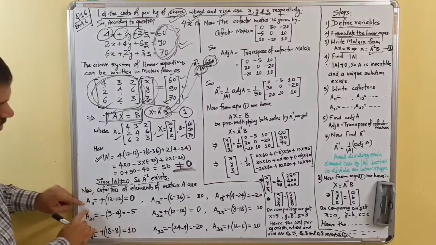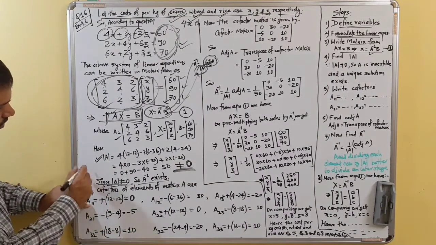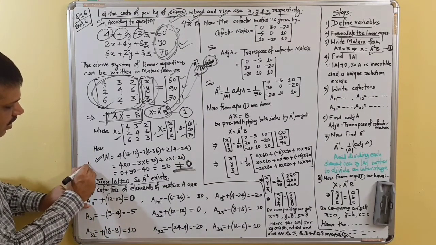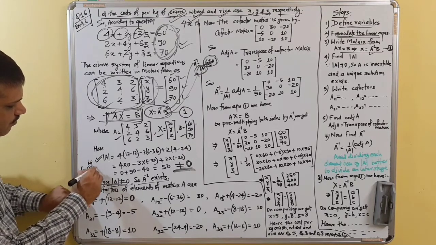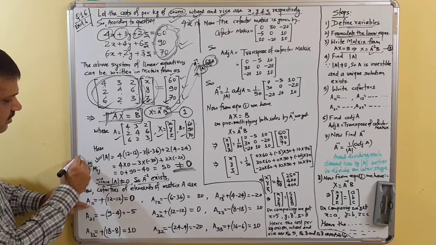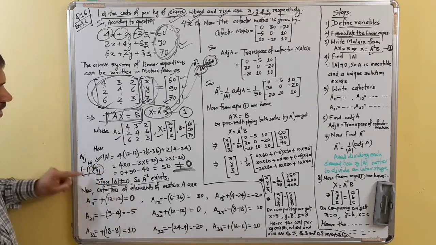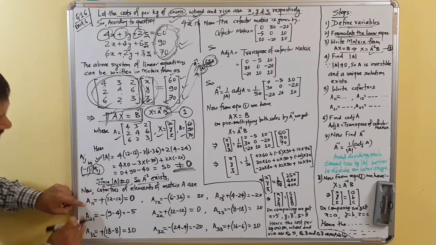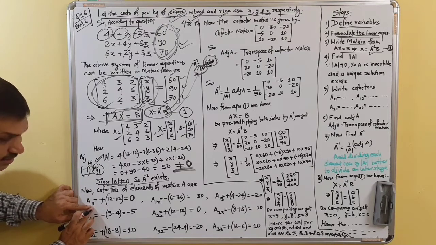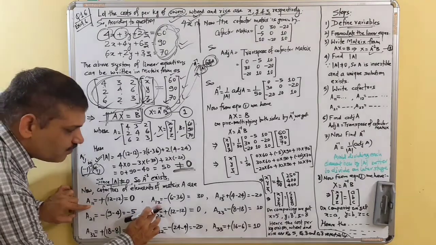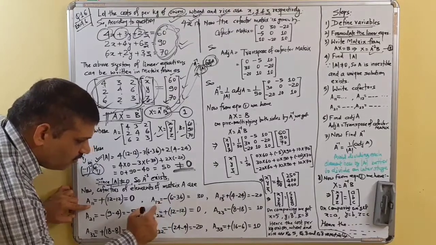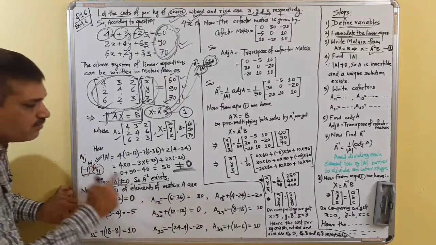How we must do is, this is 1 plus 1, 2, minus 1 raised to i plus j times of minor of Mij. The cofactor is given as minor multiplied by minus 1 raised to i plus j. If the sum of i plus j is an even number, it is positive. If the sum is an odd number, minus 1 raised to an odd number is negative.